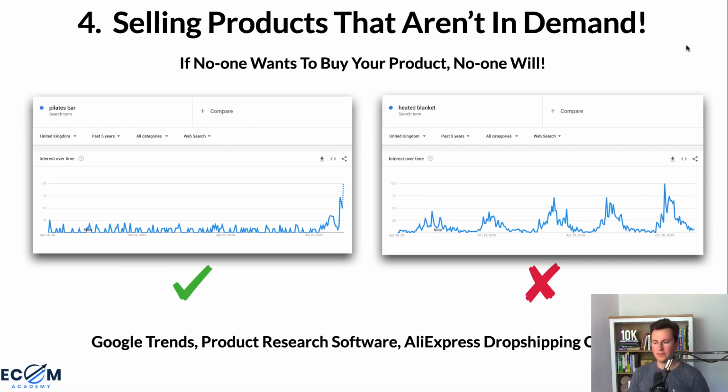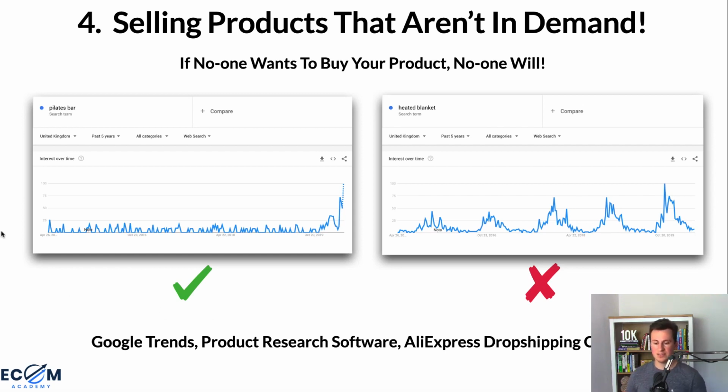And on the flip side of this then, to show you what not to go into, what not to sell, we have the search term of heated blanket. We can see that there are certain times during a year in which a product like this is popular, but where we're currently at right now on the end here near where my cursor is, this is the least popular time in which people are looking to buy this particular product. So stay away from products like this.